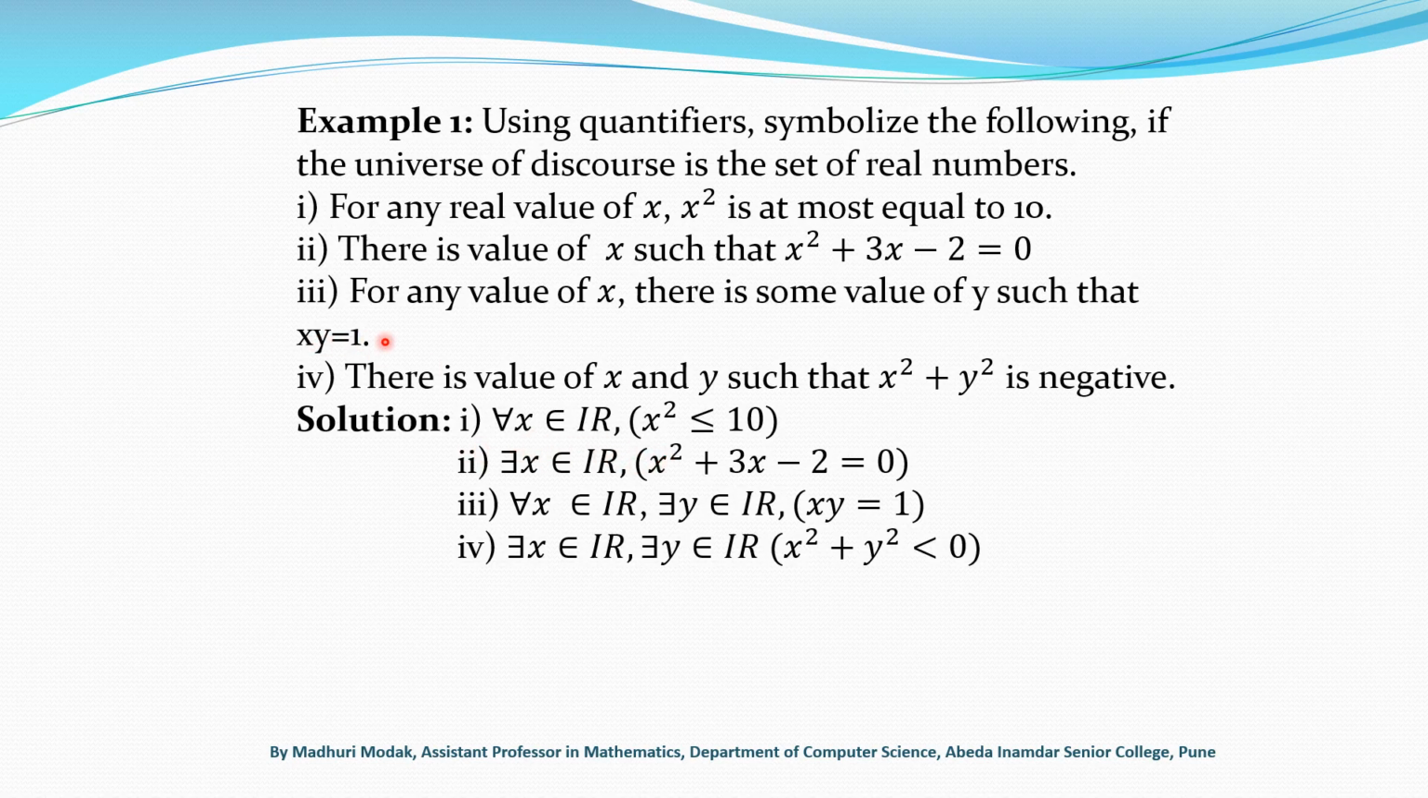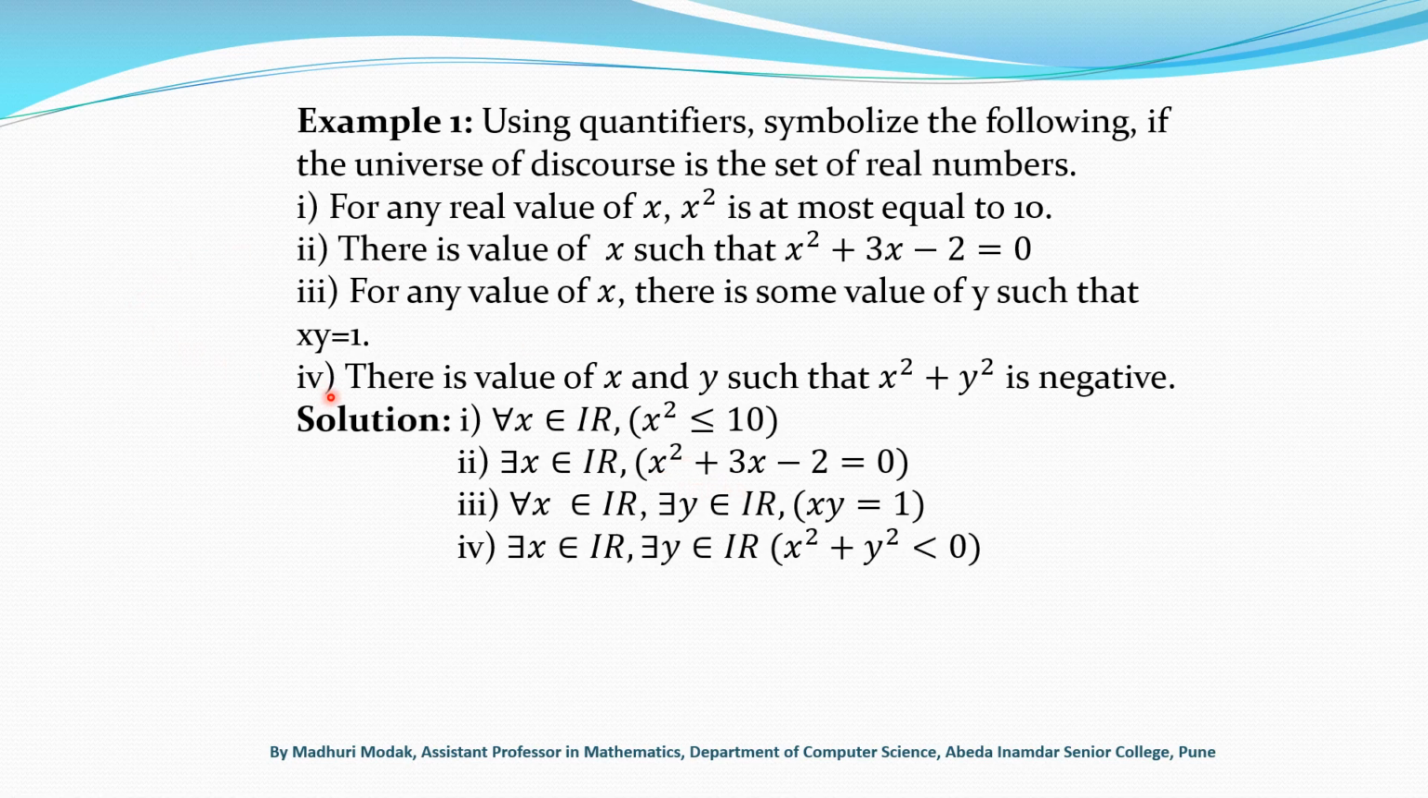Now, third, for any value of x, there is some value of y such that x into y is equal to 1. Now, for any value of x means for every value of x. So, for x, we use universal quantifier. There is some value of y means existence of y. So, we use here there exists y in R. And what is given about x and y? X into y is equal to 1. That we have written inside bracket.